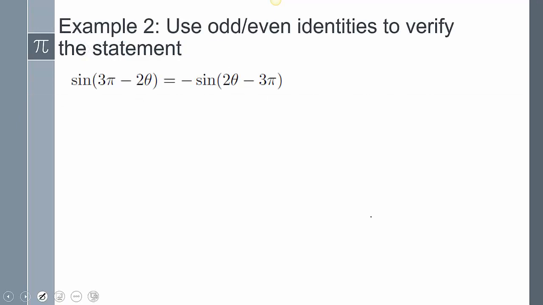So for this one here, use even or odd identities to verify the statement. Well, I know that since sine is odd, I can write it as if I have a negative on the outside and I pull out a negative on the inside. So you're not factoring it out, but it's almost like that. So then this becomes negative 3 pi plus 2 theta, which now I can rearrange and rewrite it as 2 theta minus 3 pi. Those are now the same.